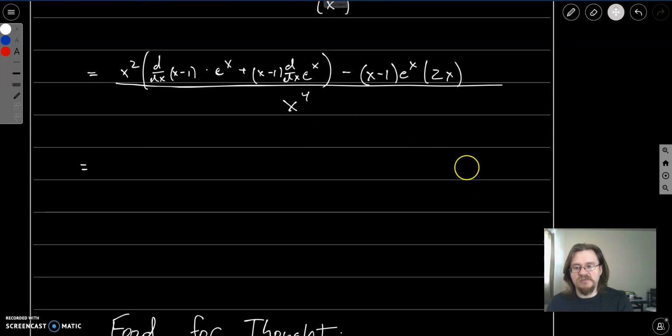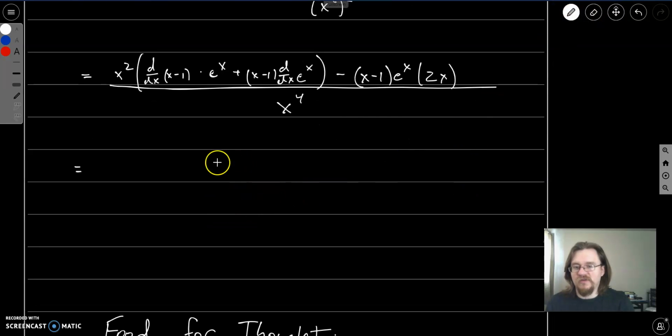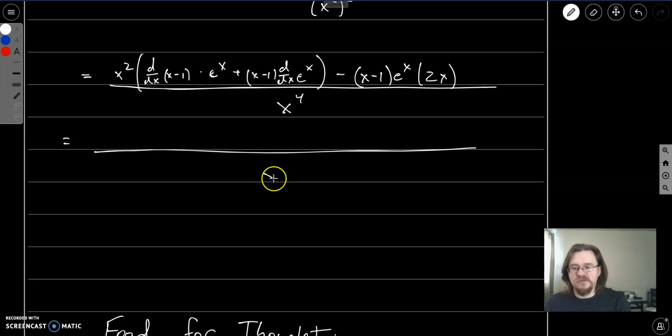So let's keep simplifying. I hope I don't run out of room here. Maybe I'll scoot this up one. So we've got our function. We still have x to the 4th on the bottom. We've got an x squared. The derivative of x minus 1: derivative of x is 1, derivative of 1 is 0, and 1 minus 0 is just 1, which makes this whole derivative 1. And 1 times e to the x is e to the x. So this derivative just becomes 1.